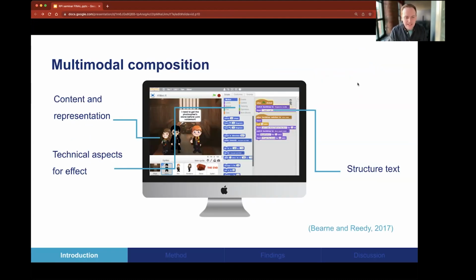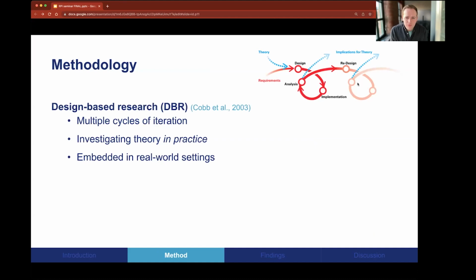So we thought we would design something that teachers could use, a curriculum unit. And for that, we needed an appropriate methodology. Obviously, in the learning sciences and in computing education research, design-based research is quite common.